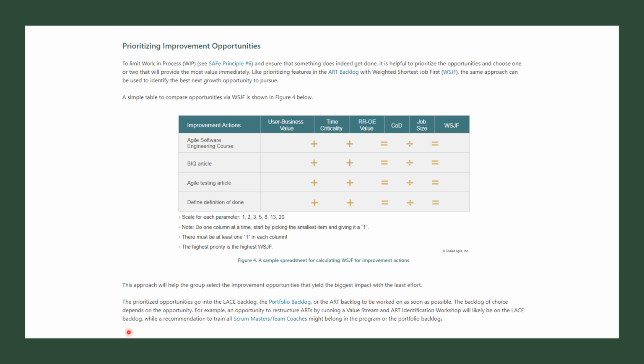The prioritized opportunities go into the LACE backlog, a portfolio backlog, or an ART backlog to be worked on as soon as possible. The backlog of choice depends on the opportunities. For example, an opportunity to restructure ARTs by running a value stream and ART identification workshop will likely be on the LACE backlog, while a recommendation to train all the Scrum Masters or team coaches, right, might belong in the program or a portfolio backlog.